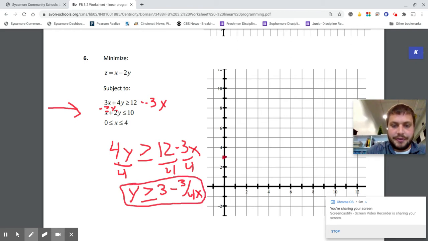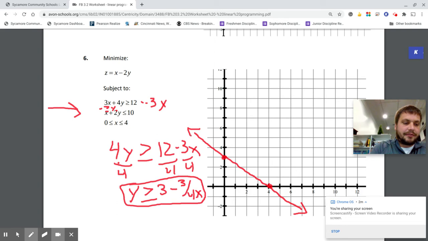So I start at 3. I go down 1, 2, 3, right 1, 2, 3, 4. Okay, and what I want to do is I want to take that line through the y-axis, through the x-axis like I have.